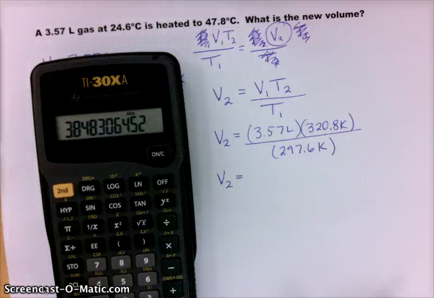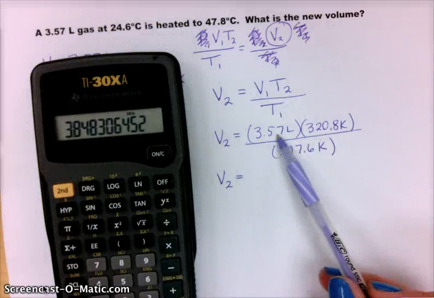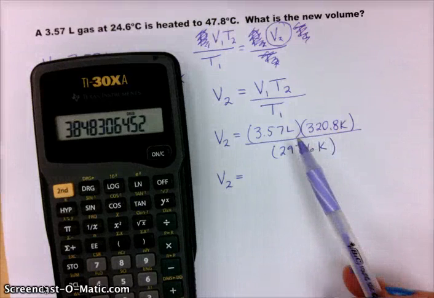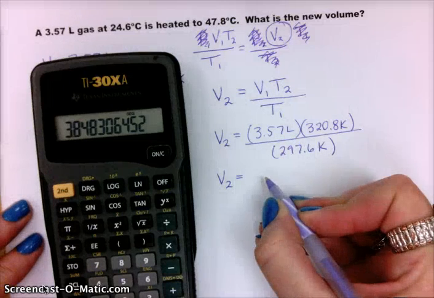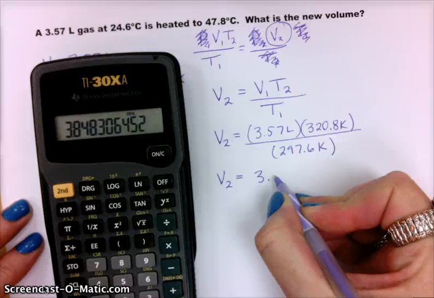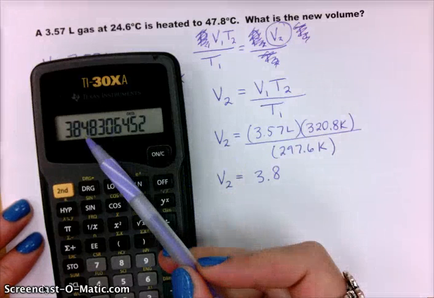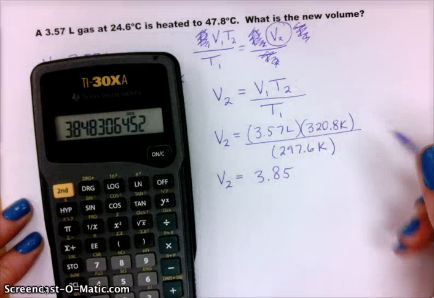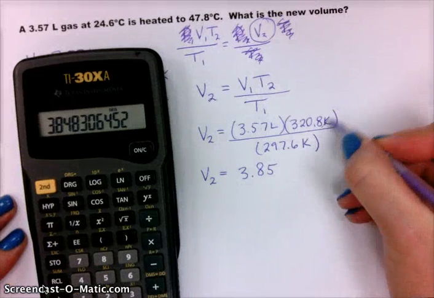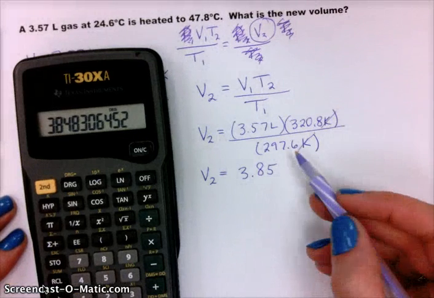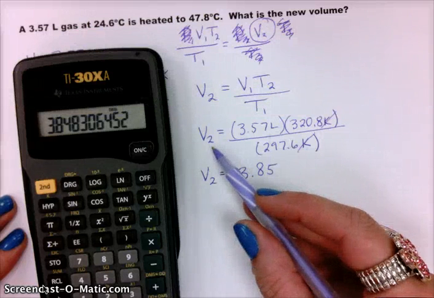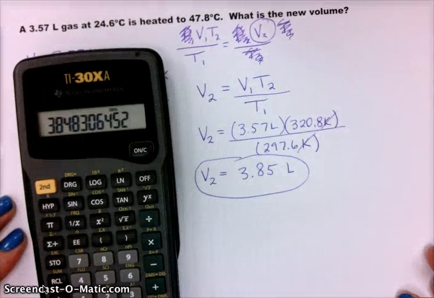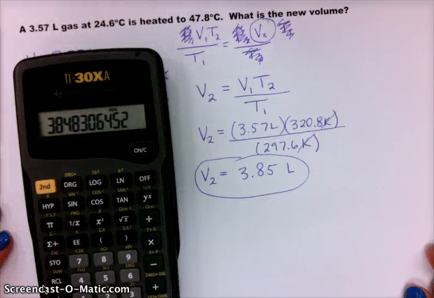How many sig figs should be in our answer? Well, this number has 3, this number has 4, and this number has 4. We go with the least, which is 3. So we're going to round this to 3 sig figs, therefore it's 3.8, and then we have a 4, but the 8 next to it rounds that 4 up to a 5. Let's look at our units. Kelvins cancel out for the temperatures, and I'm left with liters. Is liters a volume unit? Yes, it is. So 3.85 liters is my final answer for this gas law problem.